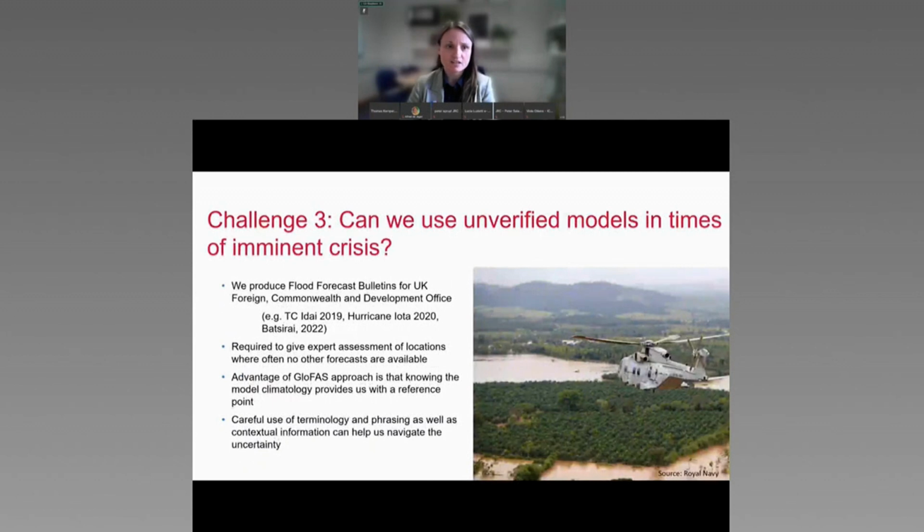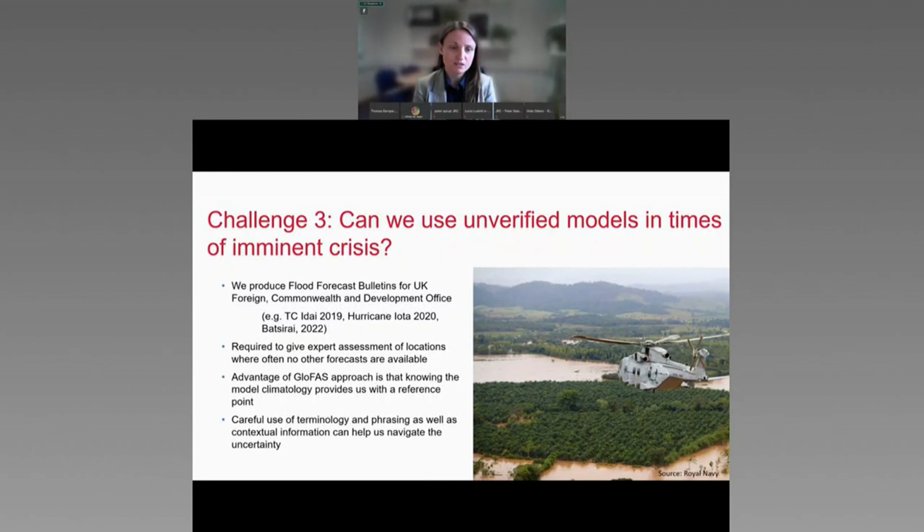And then the third challenge is how we can use unverified models in times of imminent crisis. So in the first two challenges I was talking about, we have the opportunity to do evaluation in advance to give us confidence in using the models, but often we're acting in locations where there's a sudden disaster and we really need to be able to use GloFAS during that time, even if we don't have any background information on its skill.